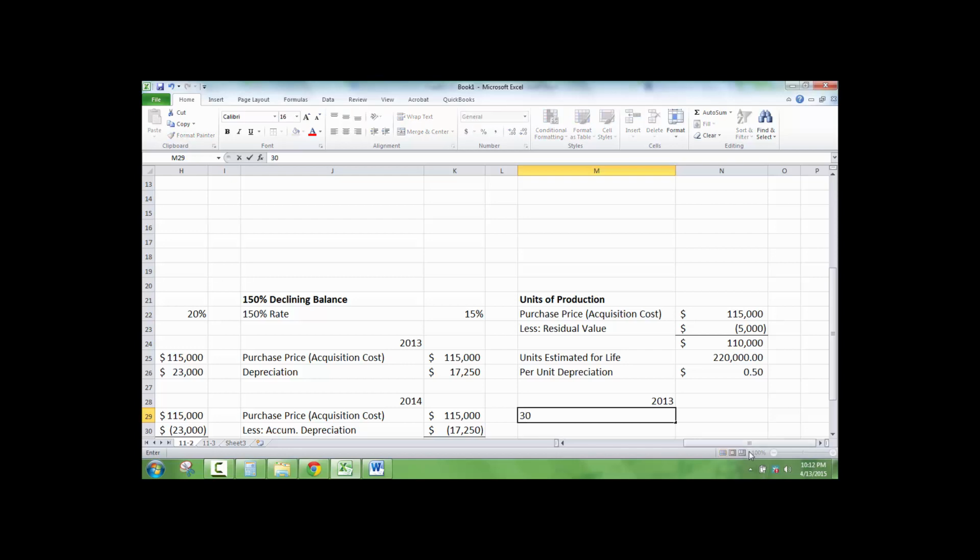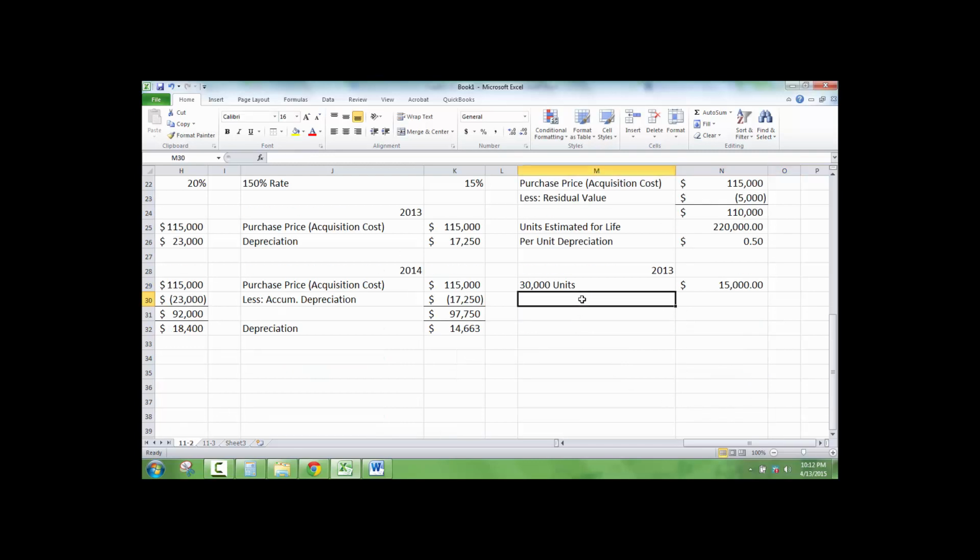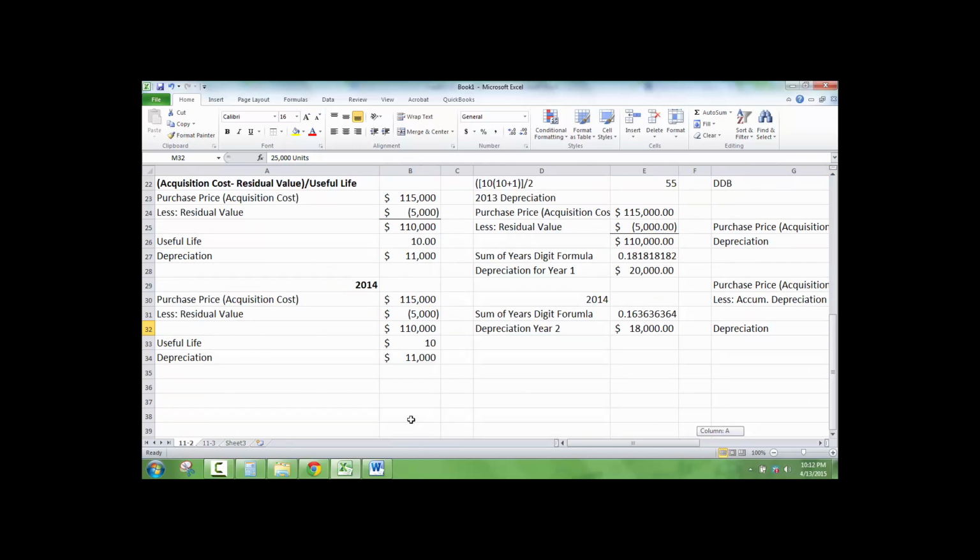And we had 30,000 units. So 30,000 times our per unit rate, or $15,000 in depreciation. And for 2014, we had 25,000 units, which equals 25,000 times our per unit rate, or 12,500 in depreciation. So this is an example of using all 5 types of methods.